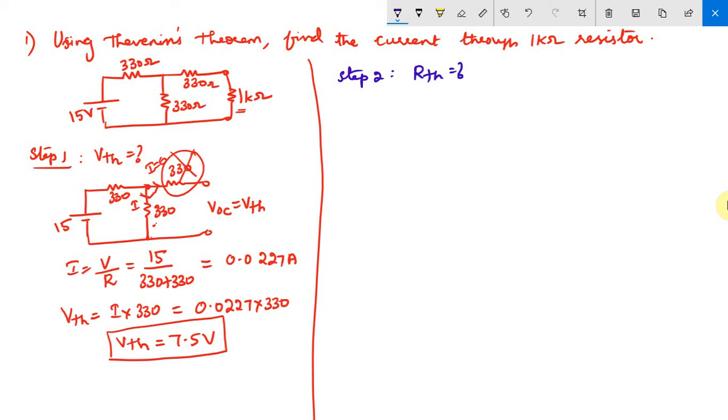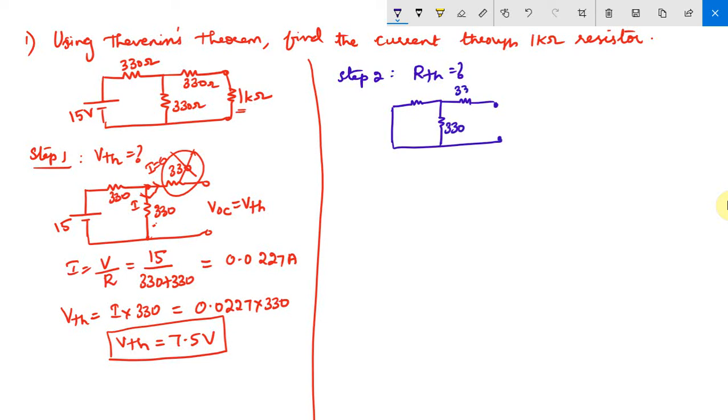In order to find RTH, remove your load by open circuiting. And then we have to remove the source also. Here we have a voltage source, so you have to remove the voltage source by short circuiting. So we are removing the voltage source and all other resistors will remain the same. At the same time, we have removed the load also.